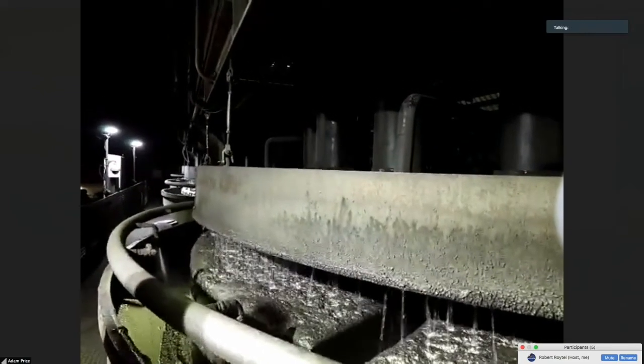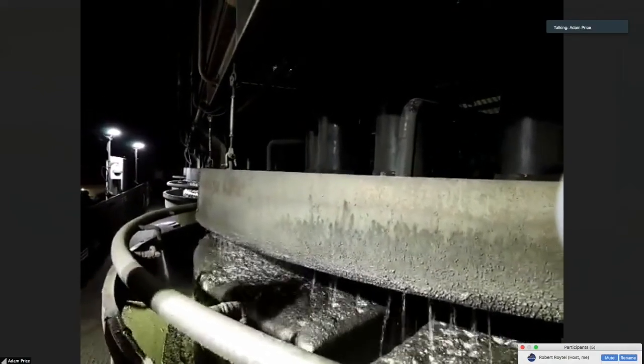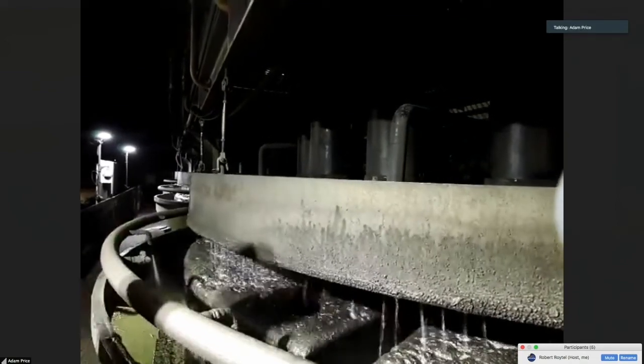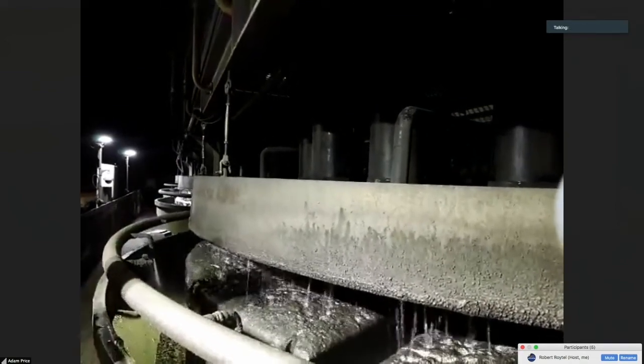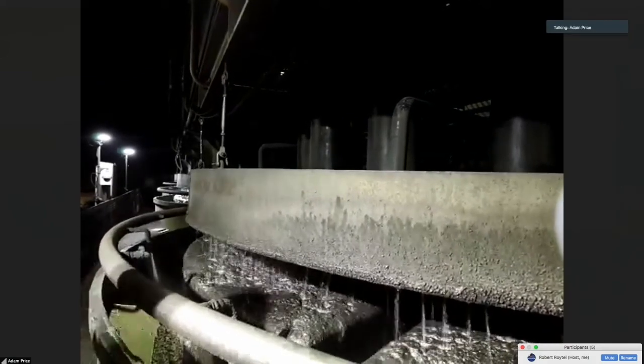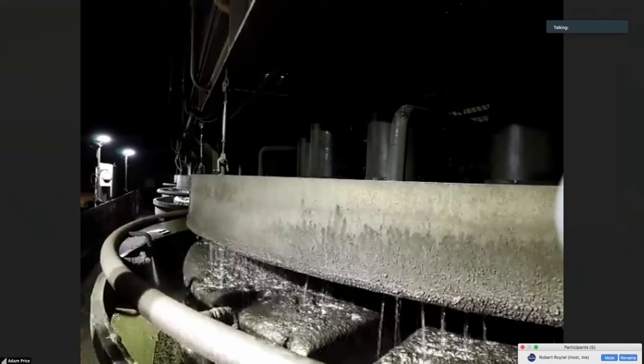And you've got your variables here that you can change. You can change your froth depth, change your wash water rate, and as I mentioned before, you can change your air rates, all to suit your grade recovery curve, where you want to sit, and the duty that the Jameson cell will perform.